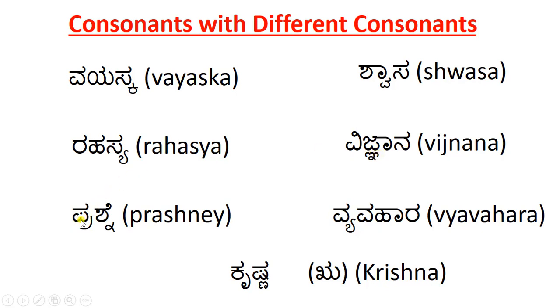Next one. We have two double consonants here, and the first one is pa. For that we have the symbol of ra, and the second one is sha. For that we have the symbol of na. Now this would be prashne. Prashne means question in English.